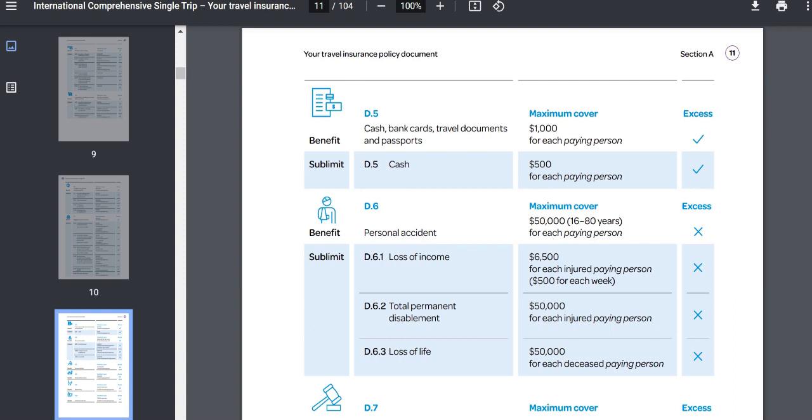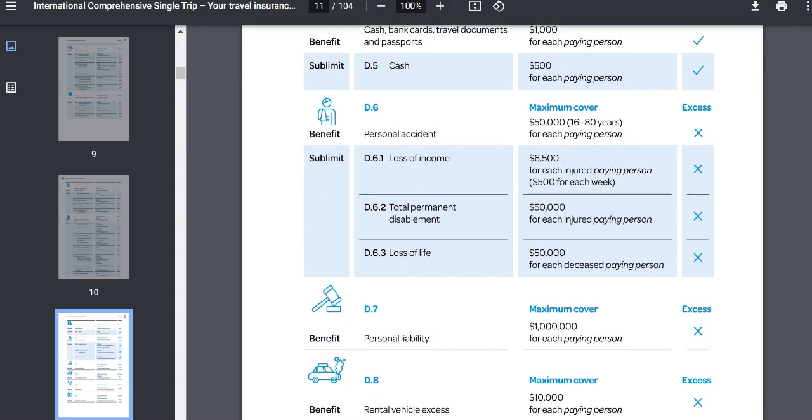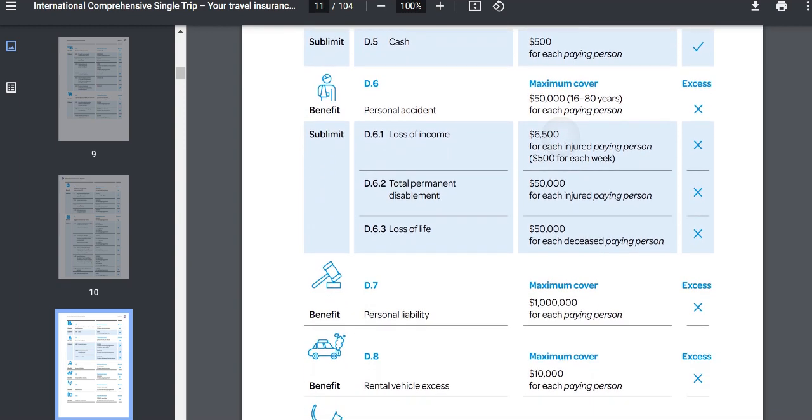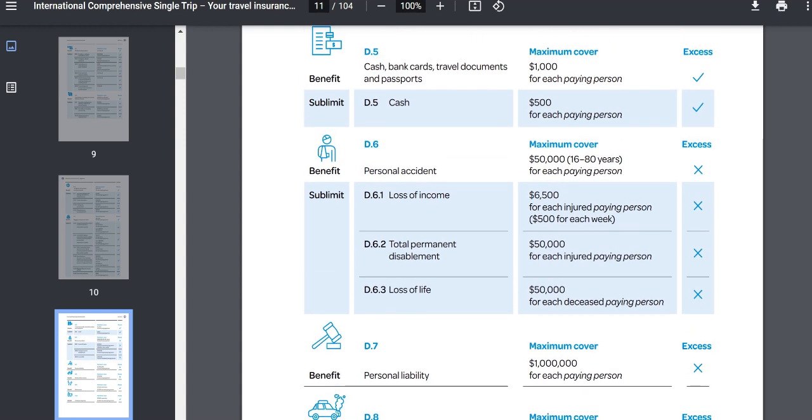But some benefits, for example, personal accident, personal liability, and also rental vehicle excess, have a cross beside the excess. That means that you won't need to pay an excess. So if you had a $0 excess buyout, then that would not actually affect you because you wouldn't pay anything anyway. But if you did have an excess level set at, say, $250 or $100, and you made one of these claims, then you wouldn't pay the excess.